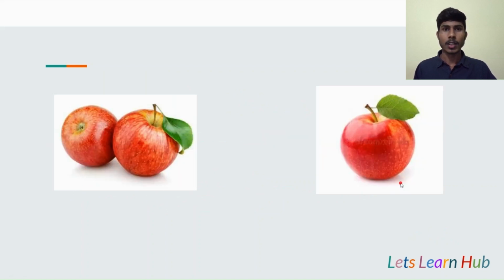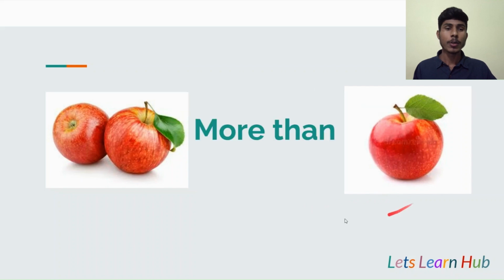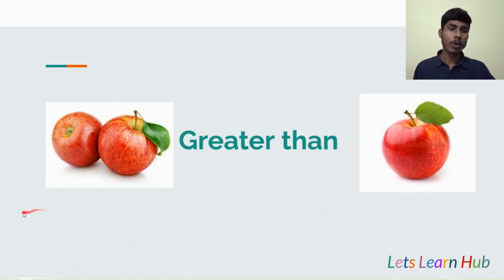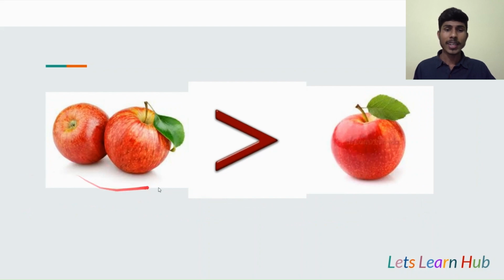Let's see. Suppose you have two apples on your left side and one apple on your right side. That means we say two apples is more than one apple, right? And we say the same thing as two apples greater than one apple, and we mathematically represent it as two apples greater than one apple. When you have something which is more on your left side than right side, then we use this greater than symbol to represent that mathematically. Okay, this is what greater than means.